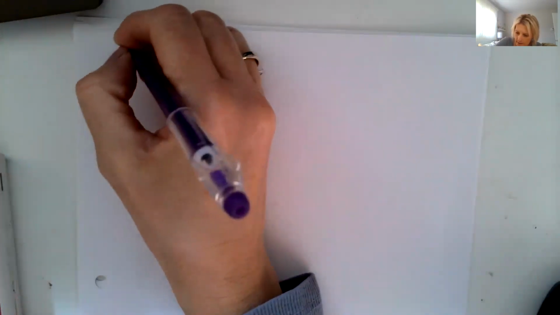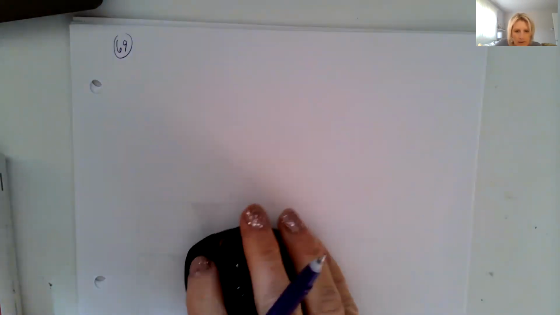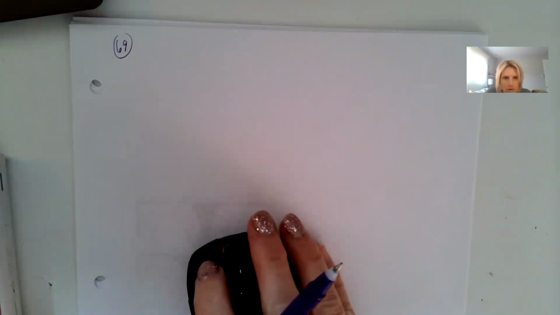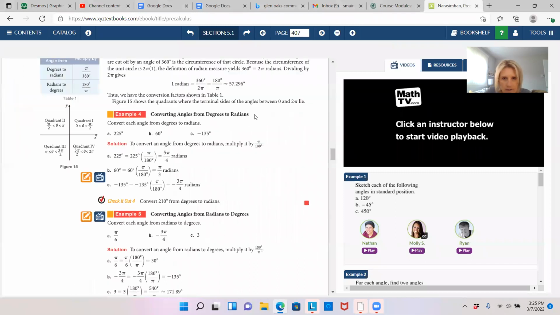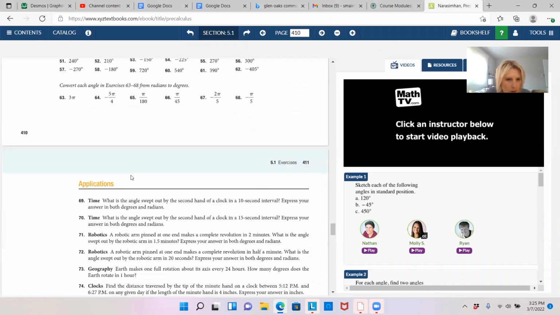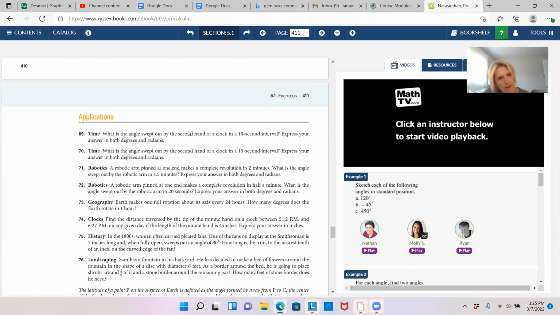Okay, let's look at some of the application problems. So let's look at number 69. Take it to the book here. So number 69 in the book says, what is the angle swept out by the second hand of a clock in a 10-second interval? Express your answer in both degrees and radians. So 10-second interval.